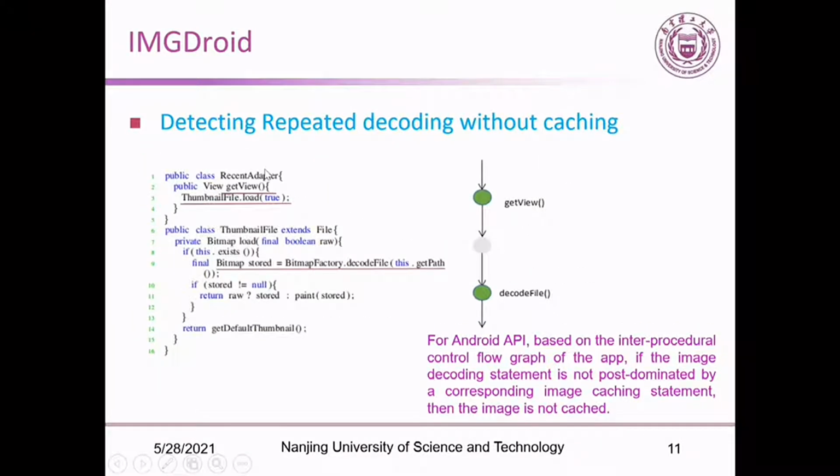This figure exhibits the detection of repeated decoding without caching. The method decodeFile of image loading is implemented in the component's callback function getView. Our analysis is based on the inter-procedural control flow graph of the app. We check whether the image decoding statement where the decodeFile method is located is post-dominated by a corresponding image caching statement. Each time the callback getView is triggered, the statement at line 3 will decode the image repeatedly.